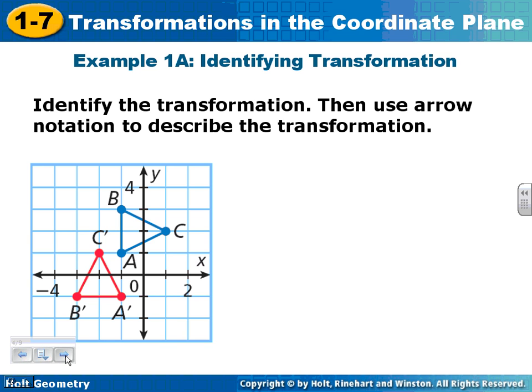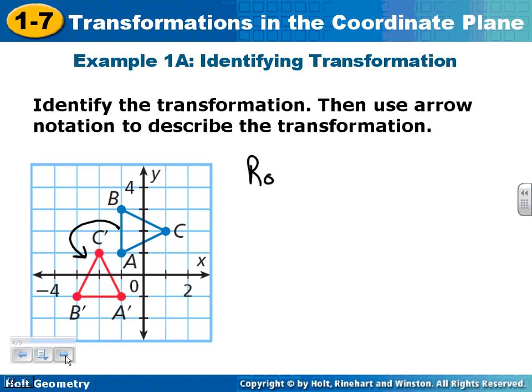Identify the transformation. Then use arrow notation to describe the transformation. Well, it looks like I'm going from the blue to the red because I have triangle ABC going down to the red triangle, A prime, B prime, C prime. And that looks like it's a rotation. See how it kind of spins down? So this blue one is turning maybe this way, if that helps you. The blue is spinning down to the red.